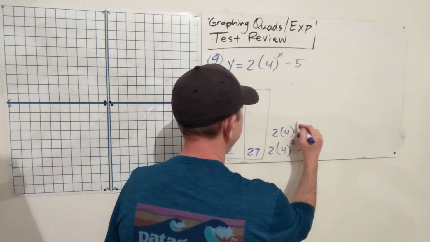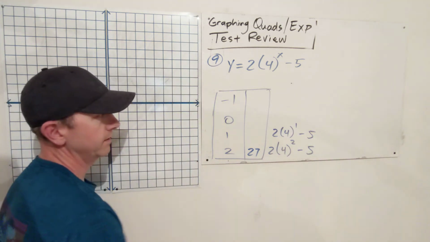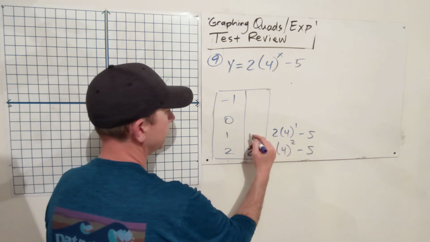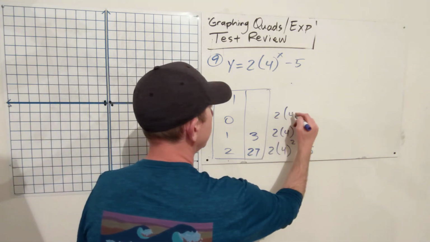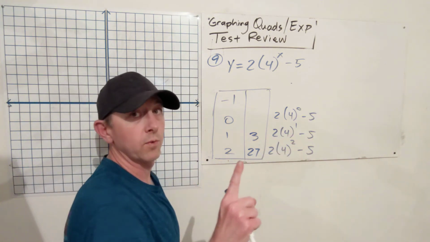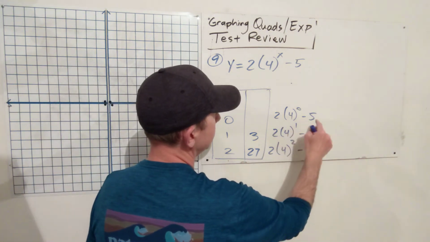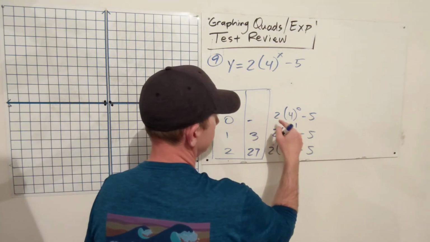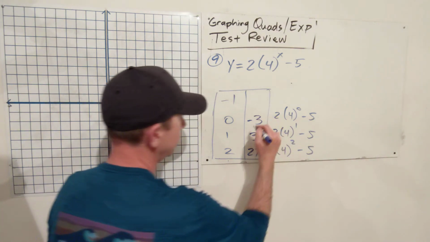2 times 4 to the first power minus 5. That's just going to be 4 times 2 is 8. 8 minus 5 is 3. 2 times 4 to the 0 power minus 5 there. Anything to the 0 power is 1. So 2 times 1 is 2. 2 minus 5 we get a -3.